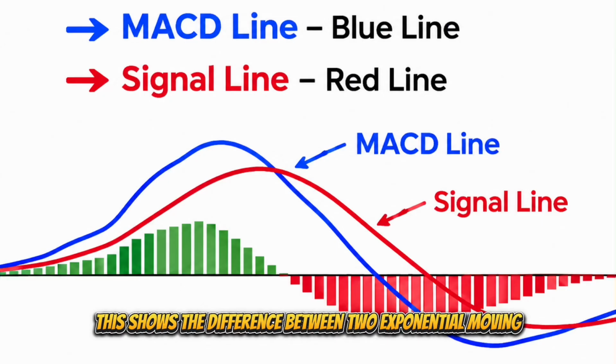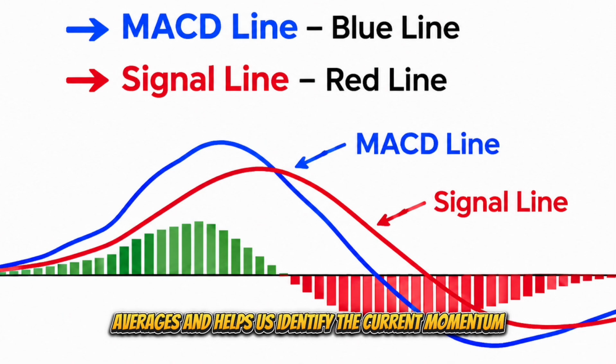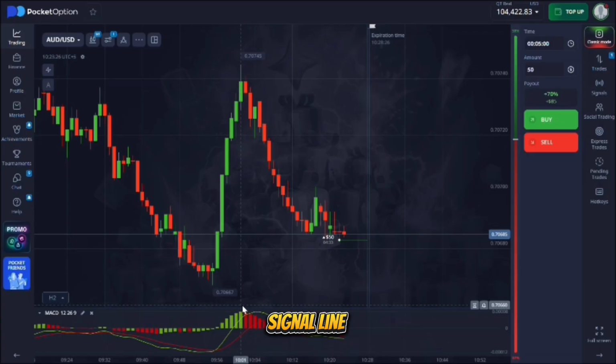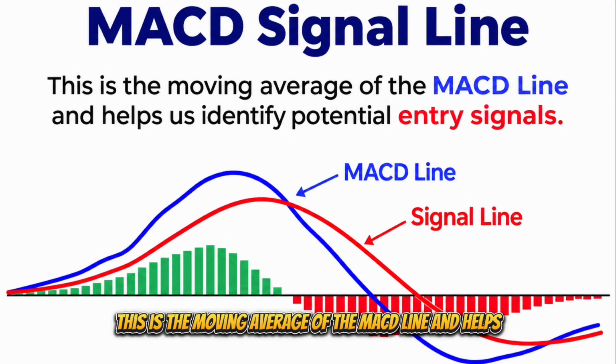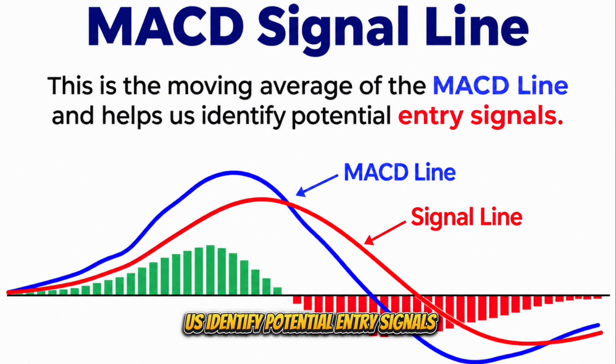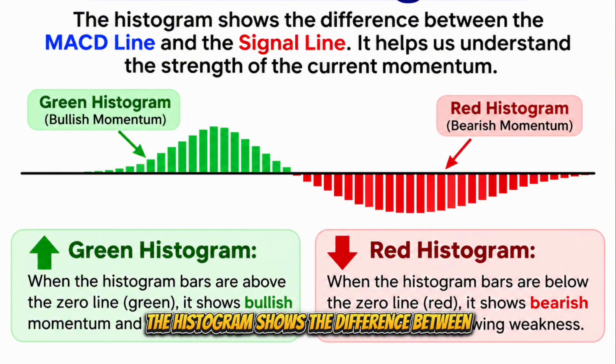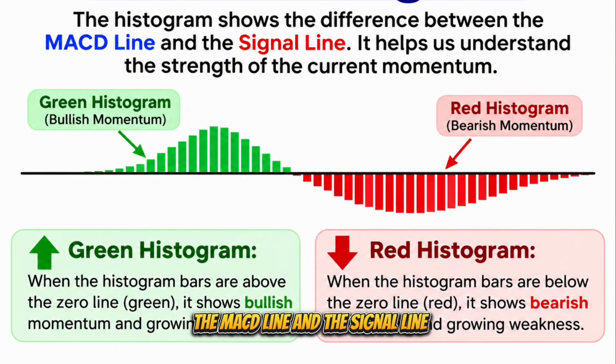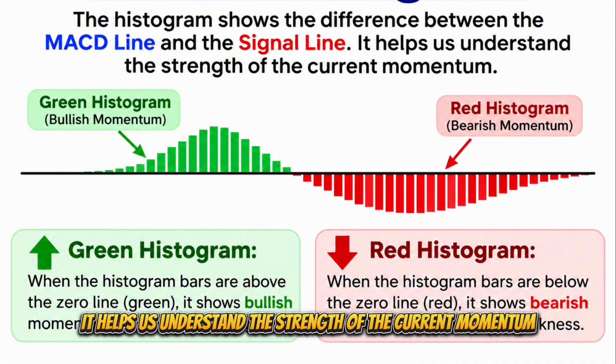MACD line. This shows the difference between 2 exponential moving averages and helps us identify the current momentum. Signal line. This is the moving average of the MACD line and helps us identify potential entry signals. Histogram. The histogram shows the difference between the MACD line and the signal line. It helps us understand the strength of the current momentum.